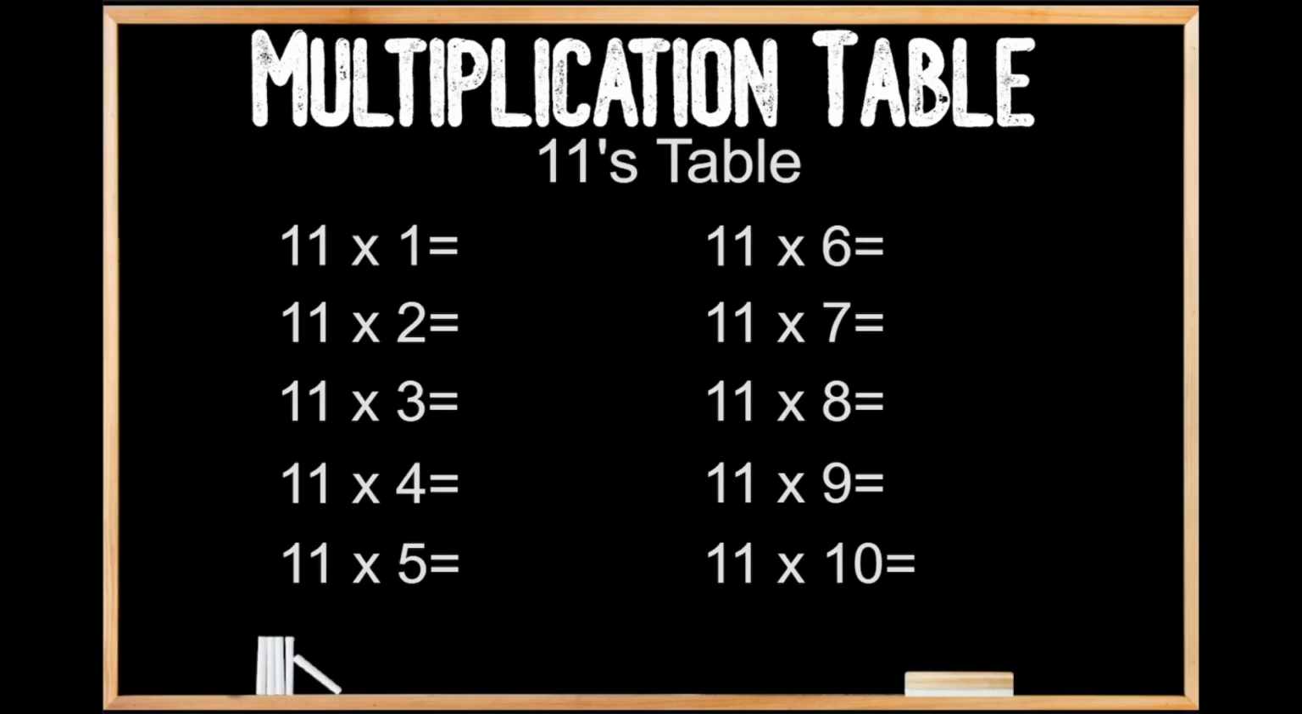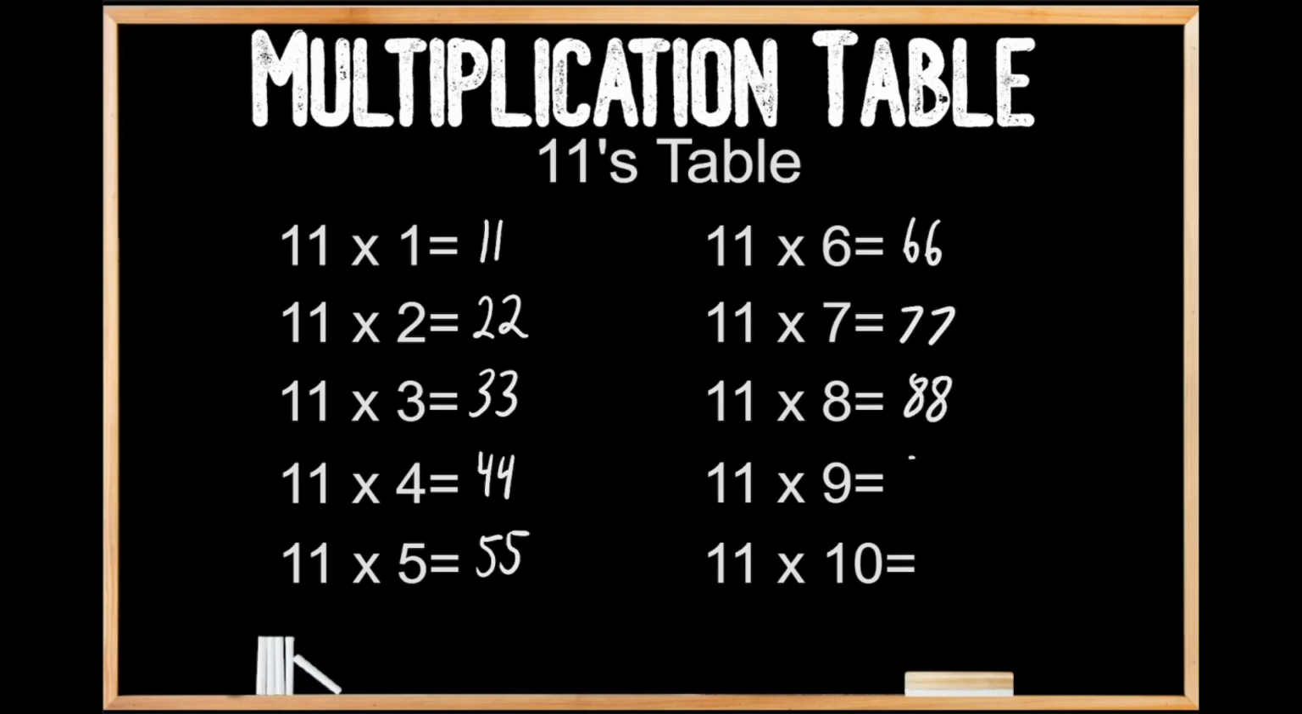11's table. 11 times 1 is 11. 11 times 2 is 22. 11 times 3 is 33. 11 times 4 is 44. 11 times 5 is 55. 11 times 6 is 66. 11 times 7 is 77. 11 times 8 is 88. 11 times 9 is 99. And 11 times 10 is 110.